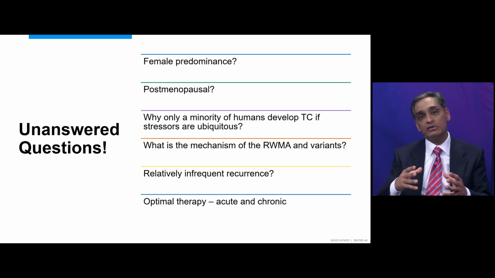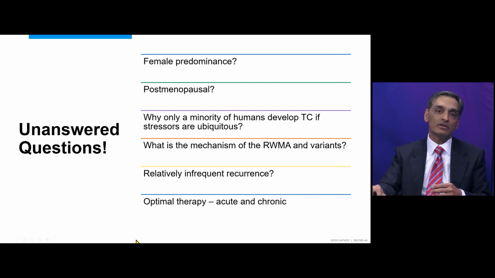Why is the recurrence so rare, 1 to 2% per year? If we have a patient who's declared themselves as being susceptible to this condition, it seems that this condition doesn't occur at the high frequency as you would think. And what are the optimal therapies? We have no randomized trial data. We need data in this area.